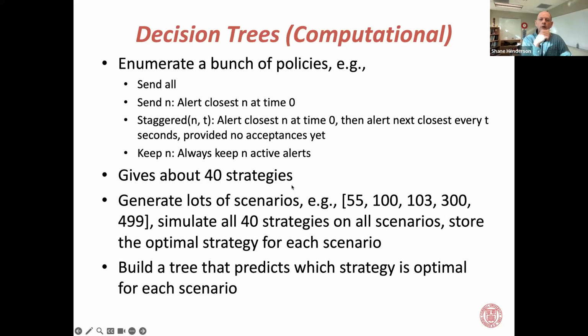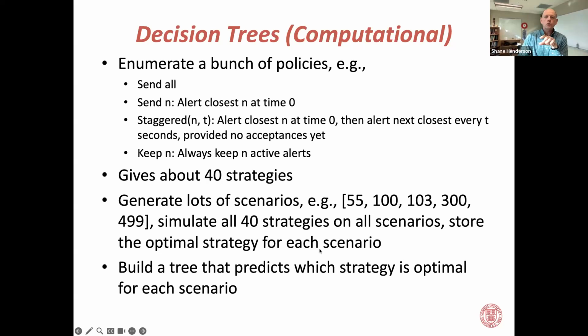We're not going to just pick one of these policies, though. What we're going to do is apply a policy to a particular setting or scenario. A scenario here is, how far away are these volunteers? So in this picture, one is at 55 seconds away, one's 100 seconds away, one's 103, and so on. This is a scenario, and that's information that we know at time 0.